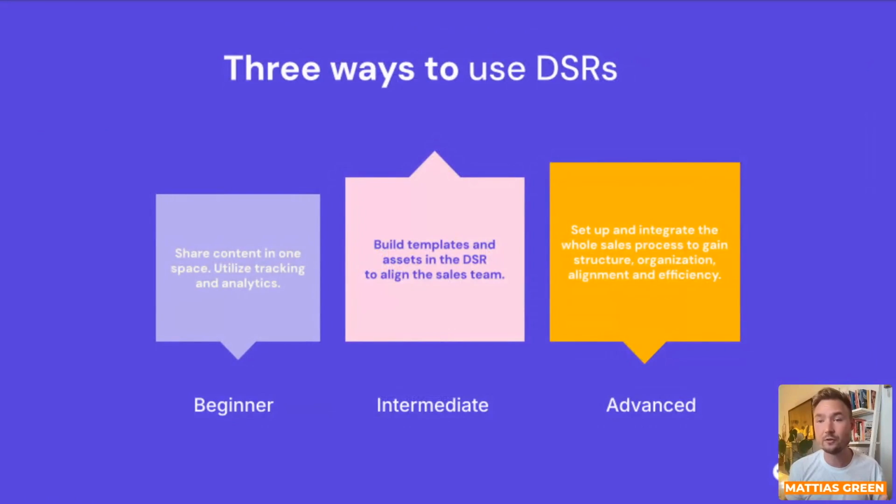Now, there are 3 ways to use a digital sales room. My multitasking skills need to be prepared here. But you can start by just sharing content you're already sending today, like Koen just explained. You can start sending a link, a meeting summary. Instead of sending an email, you're sending a digital sales room, and then you start to utilize the tracking analytics.